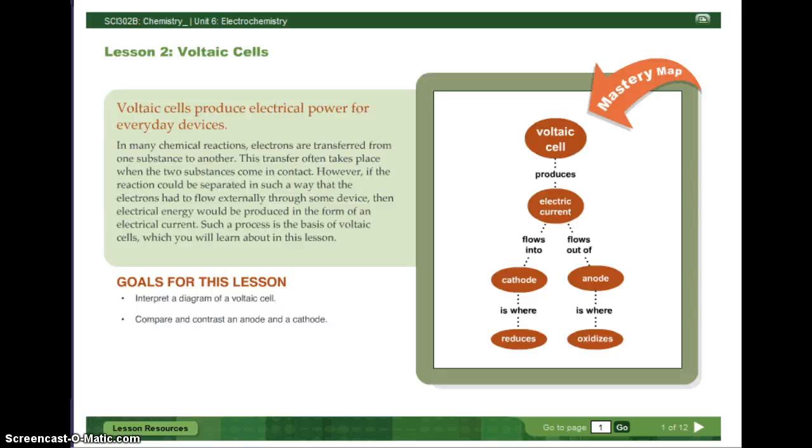Hey, Mrs. KJ here to go over 6.02 Voltaic cells. Voltaic cells produce electrical power for everyday devices.